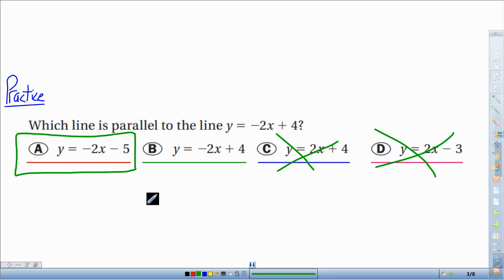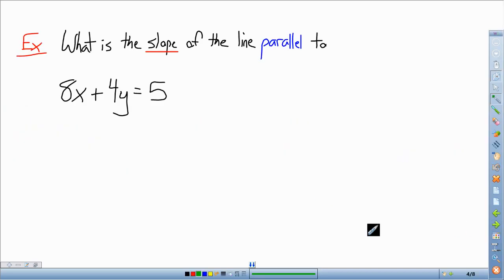Okay, so pretty simple problems, just knowing parallel lines, same slope, that's what it's all about. So from here, let's try an example that's asking a little bit more of us. It's asking what is the slope of the line parallel to this line here. So go ahead and copy this and we'll do this one together.